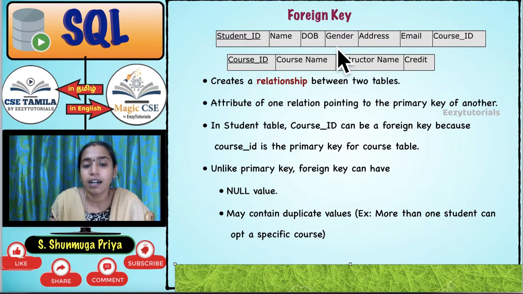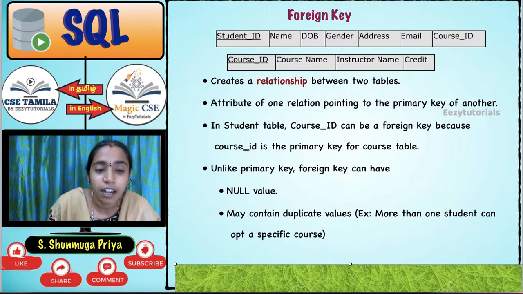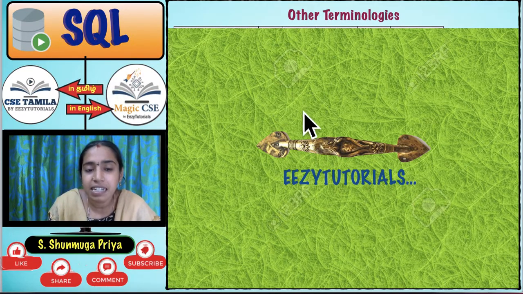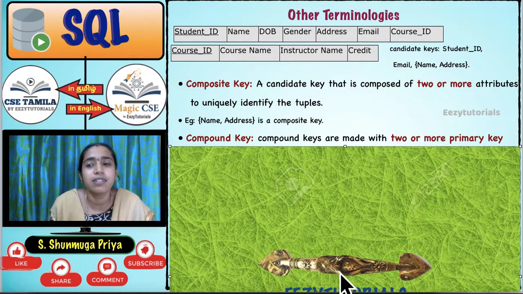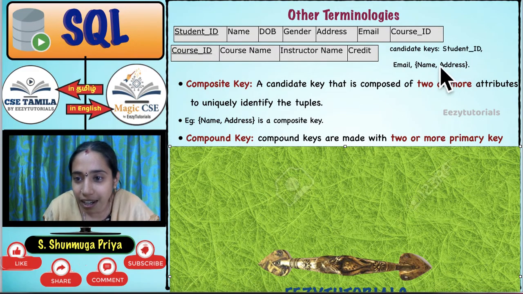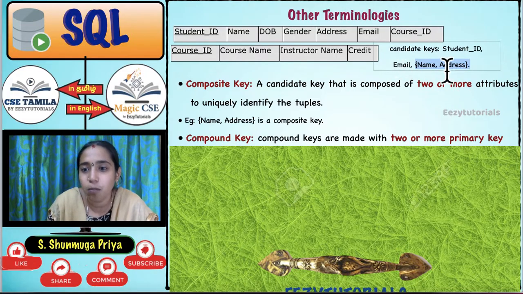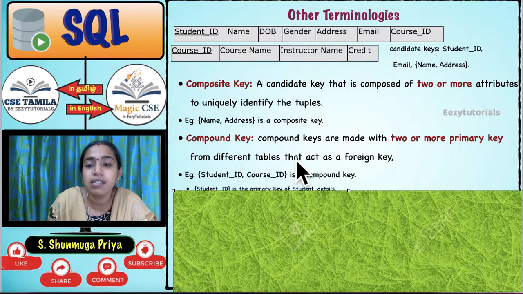So these are the rules for foreign keys. How to create a foreign key and how to create a primary key we'll be seeing in a separate video. These are the basic types of keys and you have a few more keys. So just have the knowledge of these terminologies so that when some clients are speaking very technically, you will be able to catch them. So composite key means any key which is having more than one attribute. So here name, address together can be considered as a composite key. So 2 or more attributes together as a key is called a composite key.